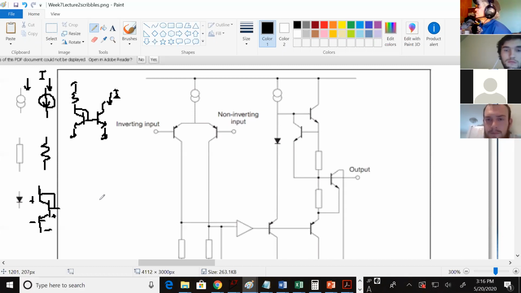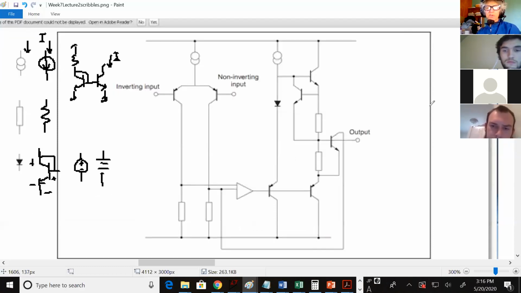There's some other ways to draw that. You see this drawn sometimes as a voltage source. Sometimes you see it drawn as a battery. But they generally just represent a DC voltage drop. Okay, so those are all the symbols.